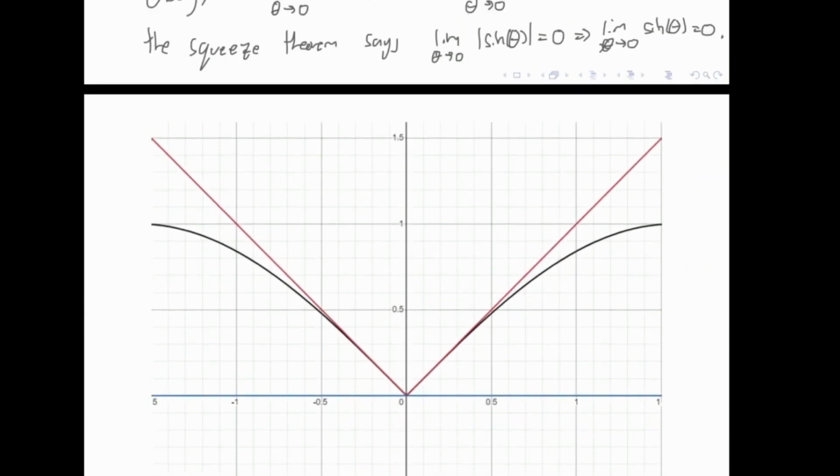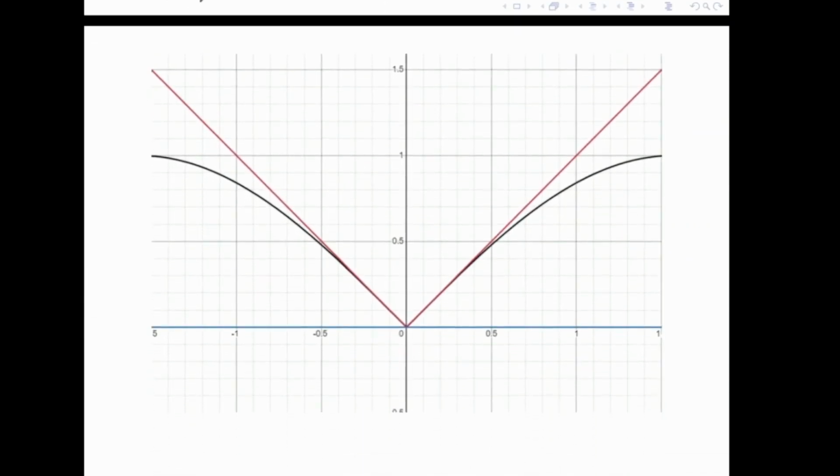Okay, so let's check that. I've graphed the absolute value of x in red. Here is the absolute value of sine of theta. And in blue, we have just y equals 0. So indeed, sine of theta is being pinched or squeezed between 0 and the absolute value of theta.